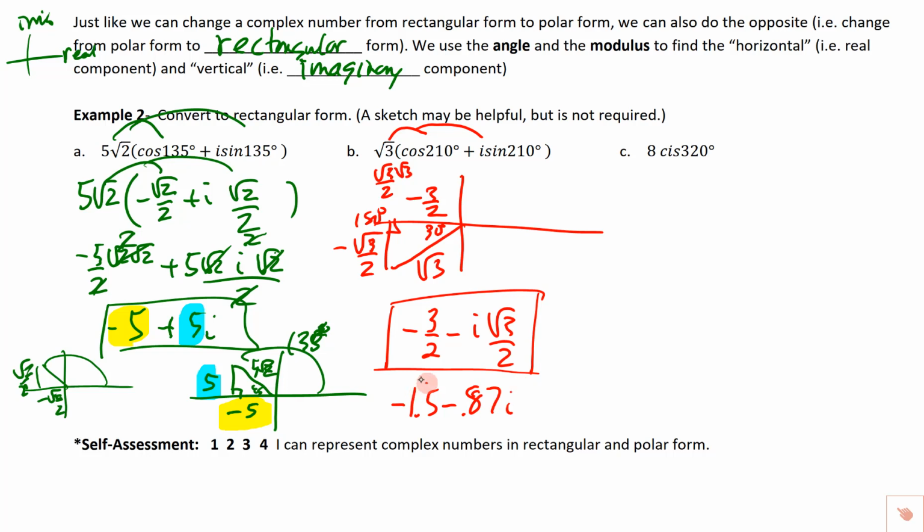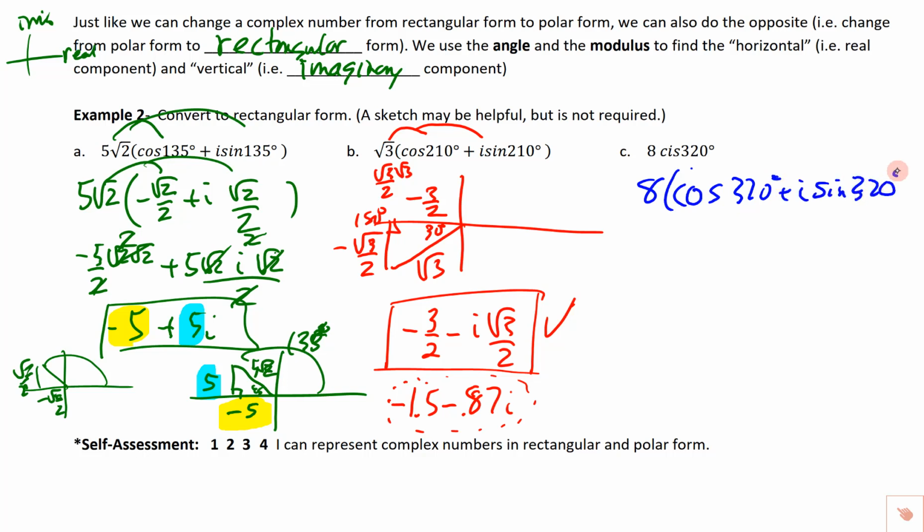If you did write it like that, that's not the end of the world, but the nice thing is if we know what the angle is, especially those reference angles and the common angles, this is going to be much better. So that's probably the best way to write that. Okay, let's take a look at this one. This one is different. You'll notice it's written in cis notation. So what this means is 8 cosine 320 plus i sine 320.